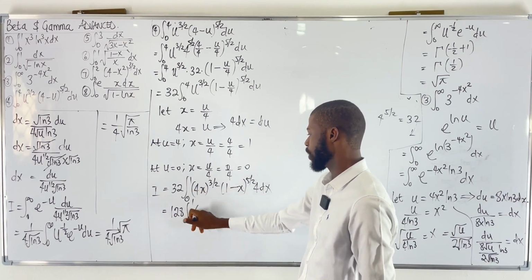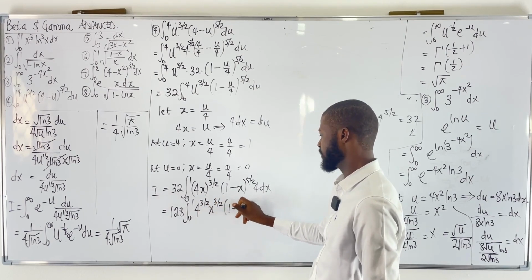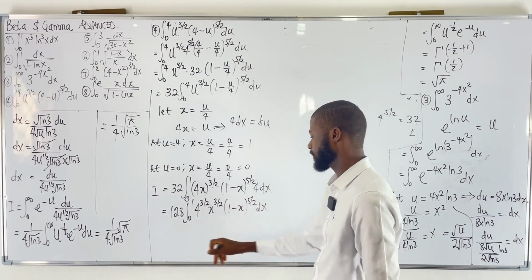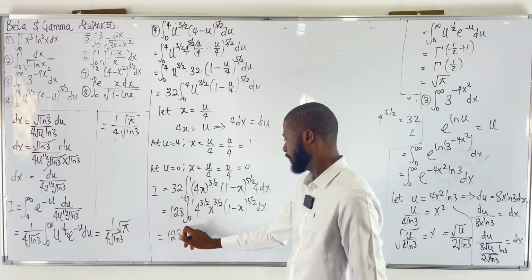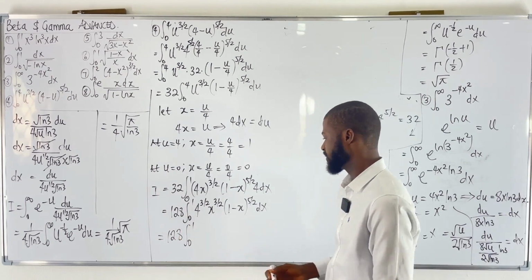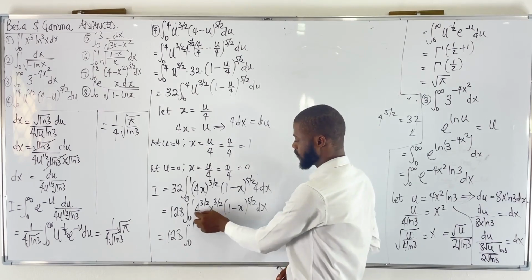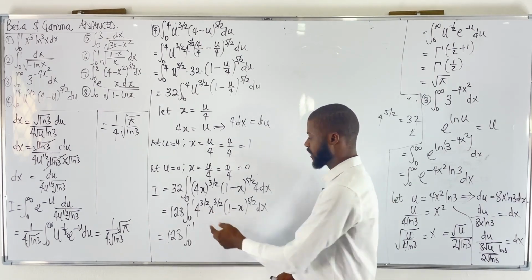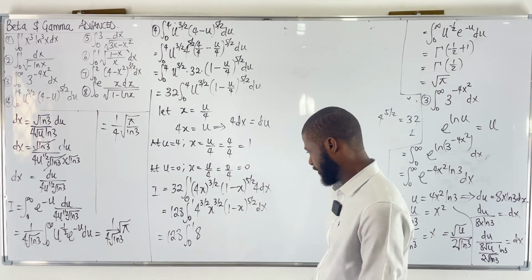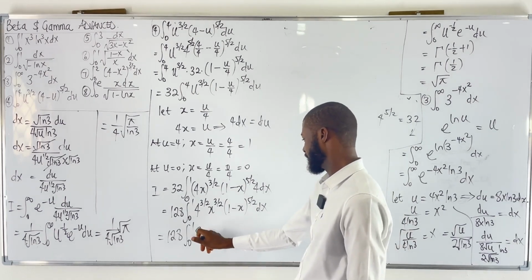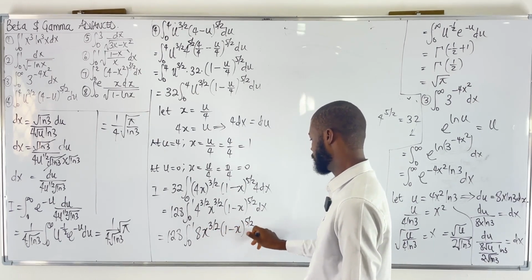You could actually expand this to become 4 to the 3 over 2, x to the 3 over 2, into 1 minus x to the 5 over 2 dx. So this is 128, integral 0 to 1. What do you notice here? This is 4 to the 3 over 2, and anything over 2 means square root. So what is the square root of 4? Square root of 4 is 2. And what is 2 to the power of 3? That's 8. So this is 8. That's 8, x to the 3 over 2, 1 minus x to the 5 over 2 dx.